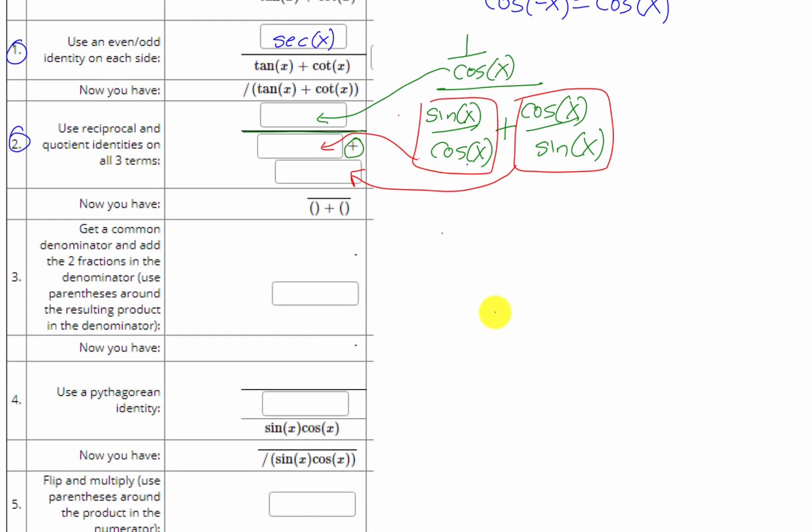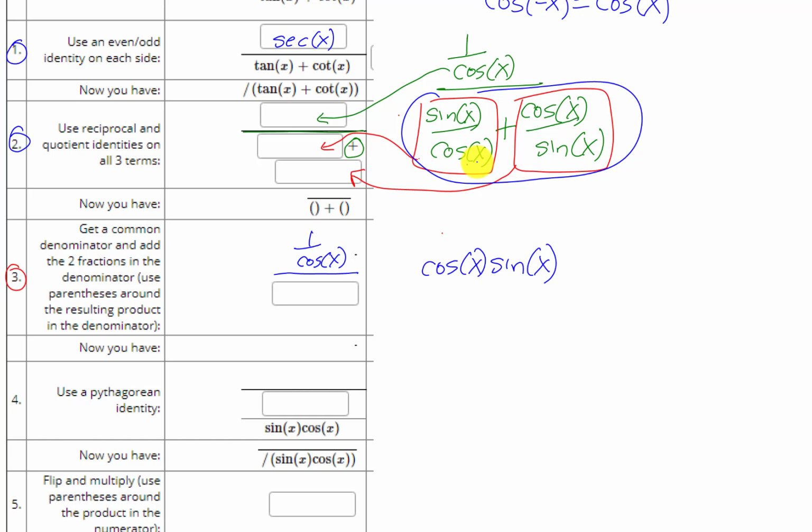All right, so now that we have that, our next step says get a common denominator and add the 2 fractions in the denominator. And so let's see what we can do here. It doesn't show up, this 1 over cosine x here, because I haven't been able to enter this in the computer. I can't enter it in the computer and write on it, so that's why I'm doing it this way. But this 1 over cosine x will show up here, and so we just need to work with the denominator part, so we just need to work with this piece. So getting a common denominator, it's going to be cosine x and sine x.